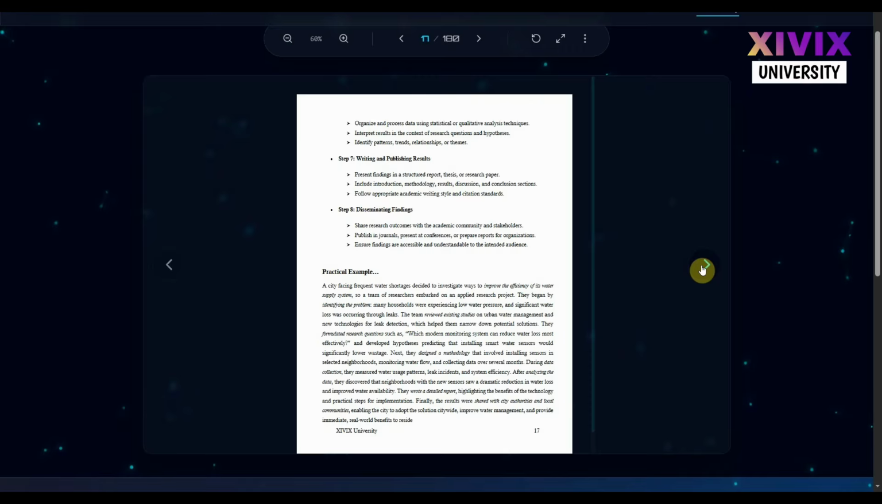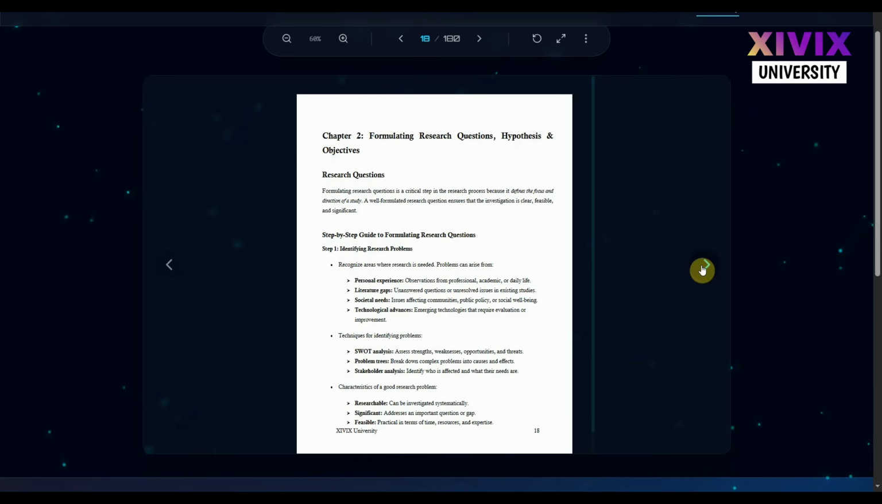So we have come to chapter 2, formulating research questions, hypotheses, and objectives. Let's talk about what exactly research questions are. Formulating the research question is a critical step in the research process because it defines the entire focus and direction of a study. A well-formulated research question ensures that the investigation is clear, feasible, and significant.